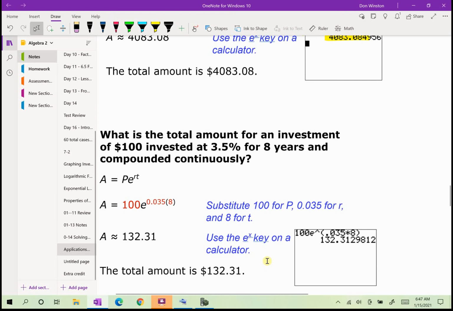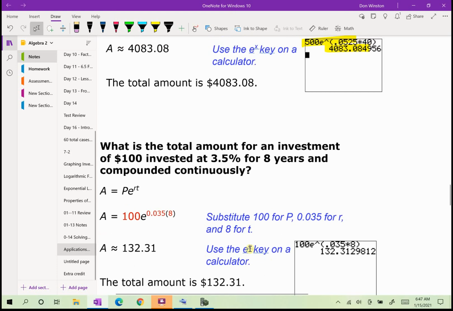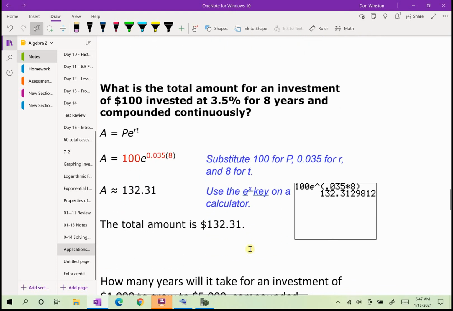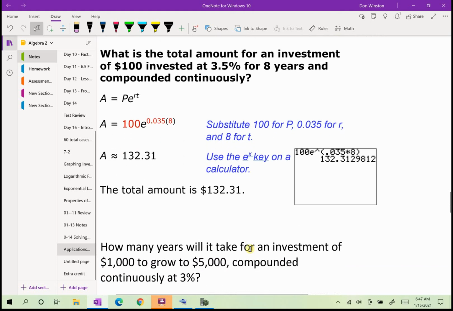What is the total amount for an investment of $100 invested at 3.5% for 8 years? Again, the initial amount is 100. We're going to invest that at 3.5%, and for 8 years, and we would get approximately $132.31.